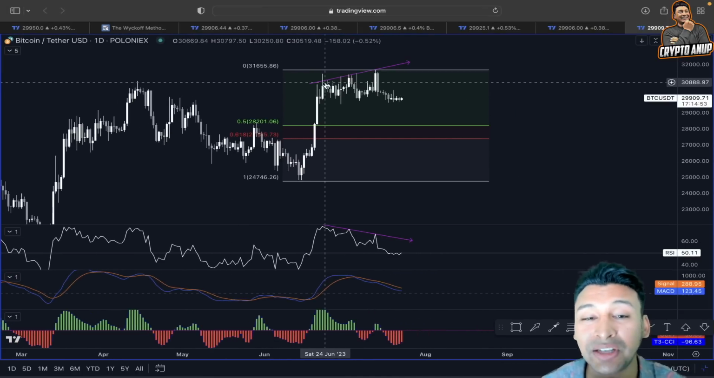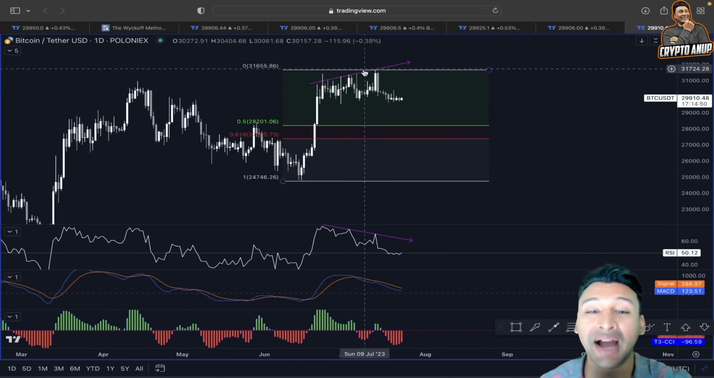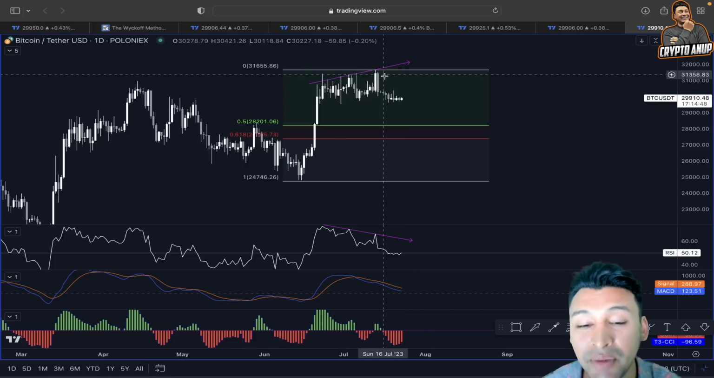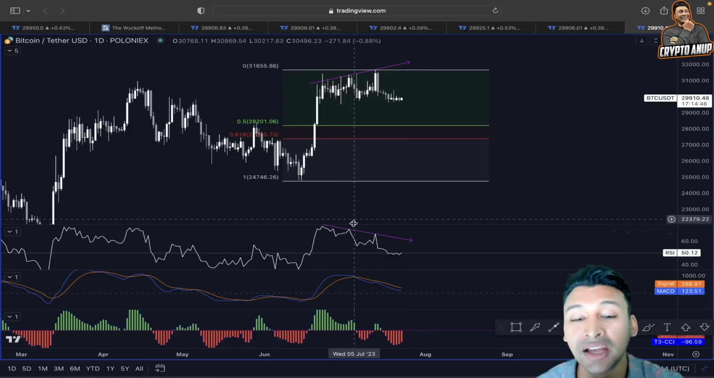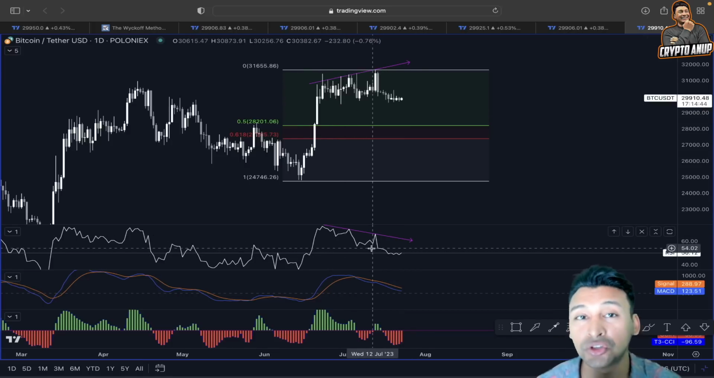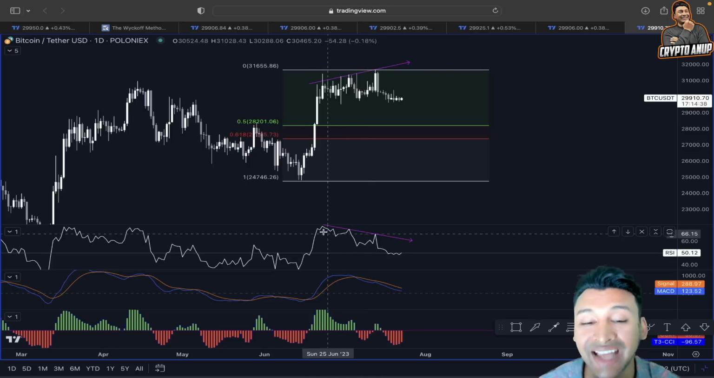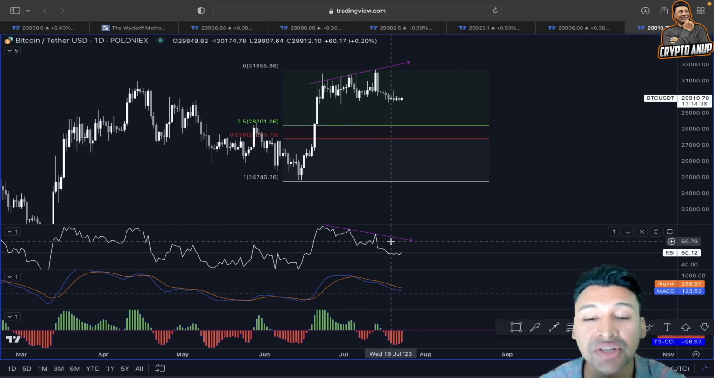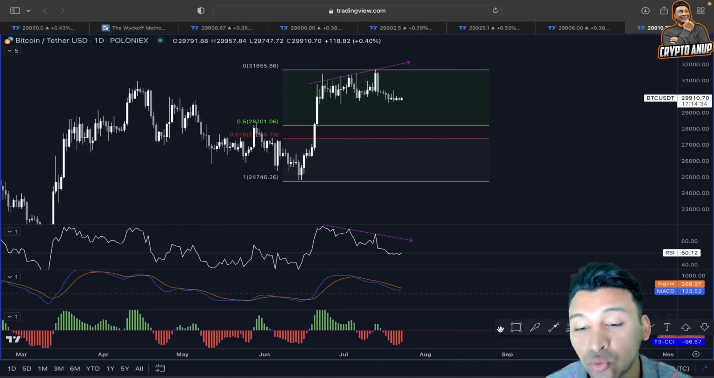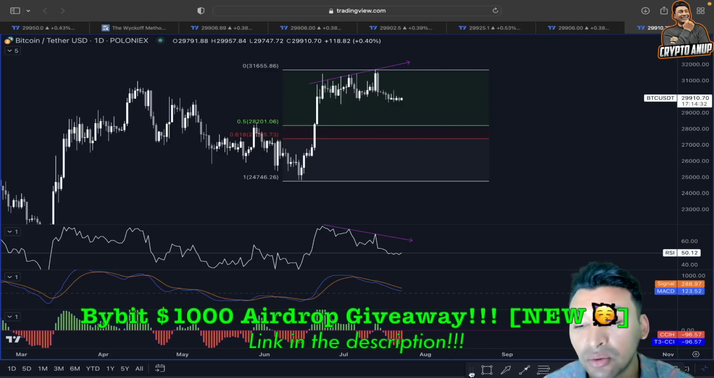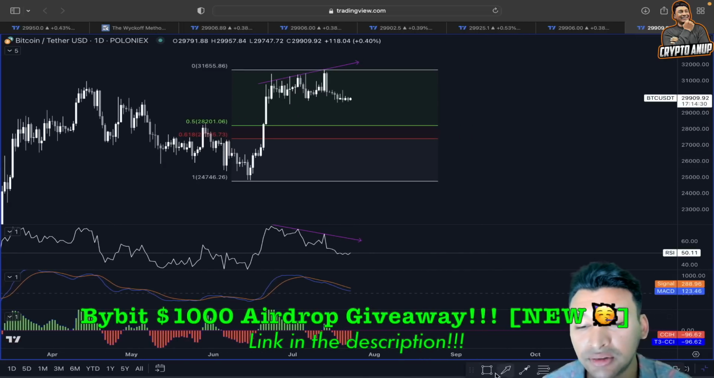The price of Bitcoin in the daily is forming a higher highs, higher lows continuation pattern type of formation, where the RSI is forming lower highs, lower lows, which is a sign of weakness. That's why this is known as bearish divergence. So in the medium short term, what I want you guys to monitor are these indicators.